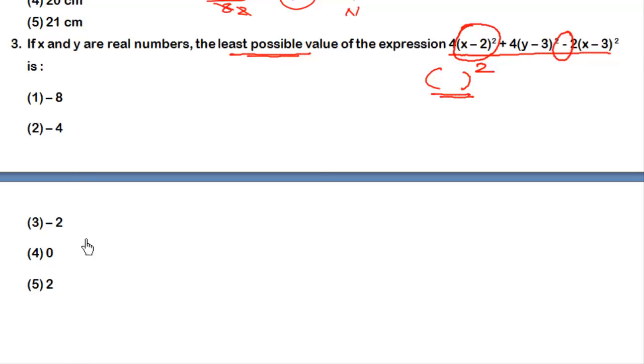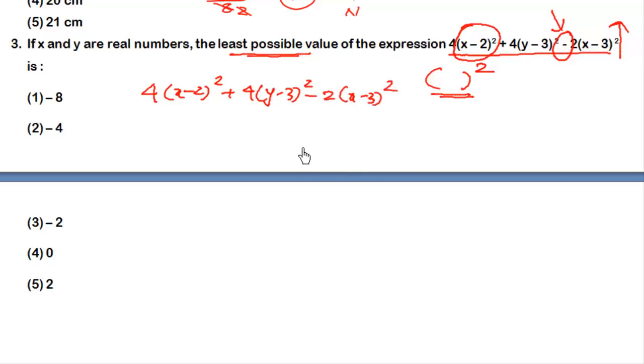These are negative options. So we should pay attention that if it is negative, to make the entire thing minimum, we should increase the value of the last expression, because ultimately it will be a negative value. So I can straight away say that 0 should not be the answer, it should be something else, right? Now if I rewrite these expressions, it will be (4x minus 2) whole square plus (4y minus 3) whole square minus 2 times (x minus 3) whole square. Now this particular term is positive, it will always be positive. To get the minimum, definitely this has to be 0.